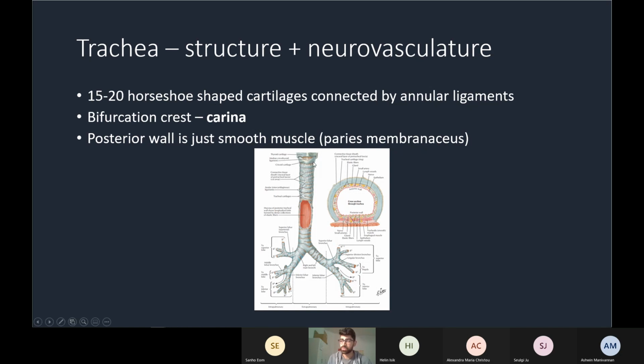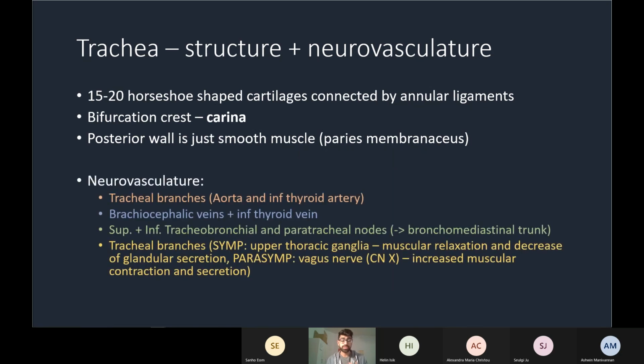The trachea continues from the extension from the larynx, like I mentioned, all the way up until this point. This is located roughly at the level of T4, the fourth thoracic vertebra. This is where we find the bifurcation, and the bifurcation crest. So what do I mean by crest? I mean this actual area here. This is what's called the carina of the bifurcation. Okay, so now in terms of the neurovasculature, the arterial supply, I think it's quite straightforward.